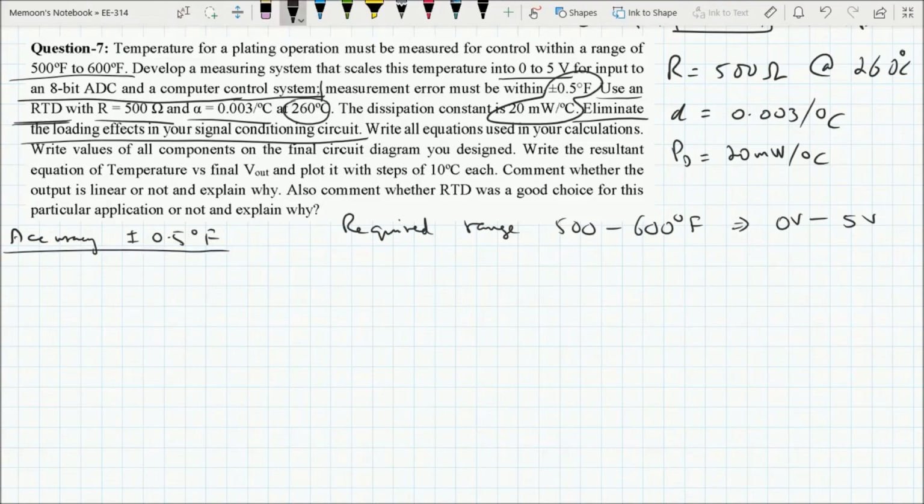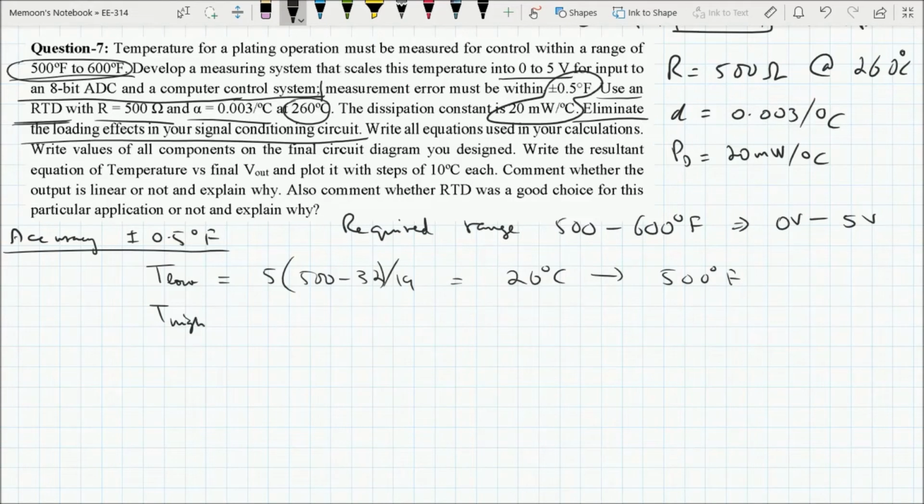Let's start by converting these two temperatures given in Fahrenheit into degrees Celsius. So T low is equal to 5 times (500 minus 32) over 9, and that is equal to 260 degrees Celsius. That corresponds to 500 degrees Fahrenheit. And T high is equal to 5 times (600 minus 32) over 9, and that is equal to 315.6 degrees Celsius, corresponding to 600 degrees Fahrenheit.